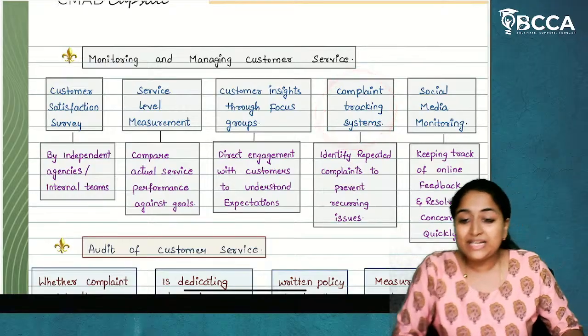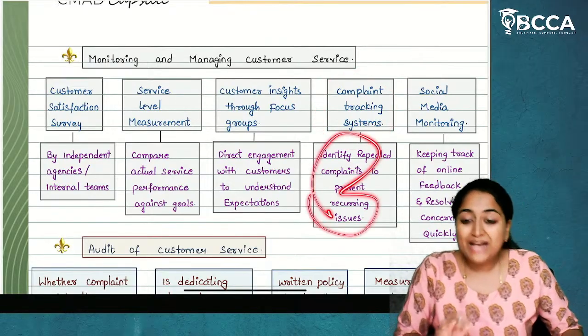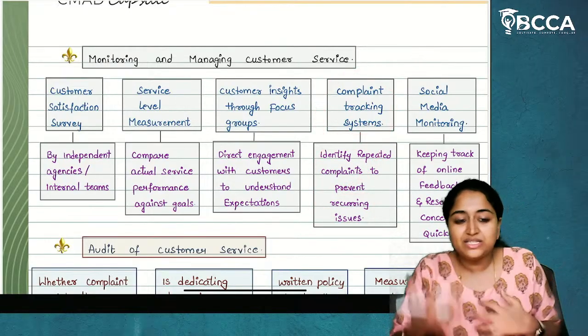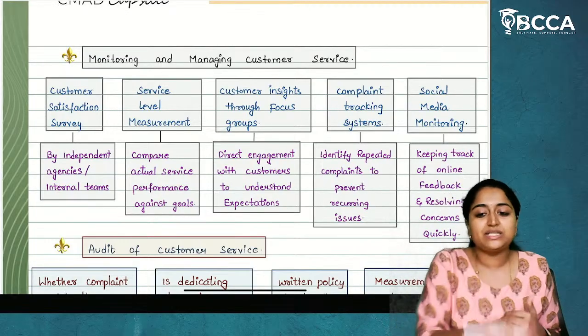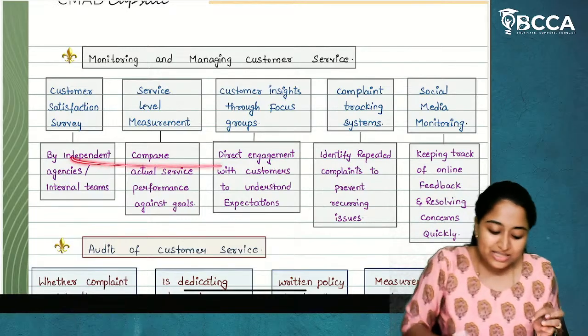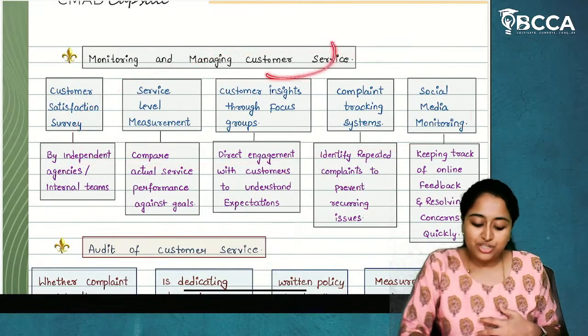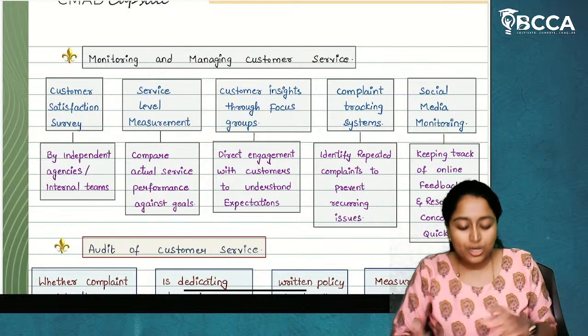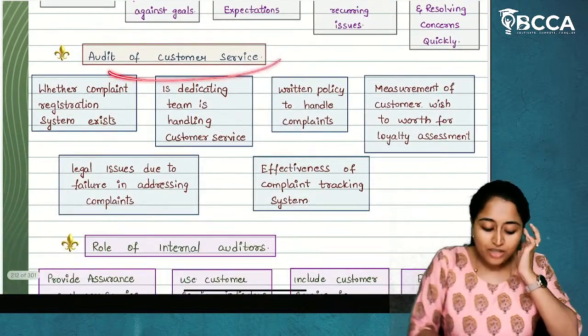Then a complaint tracking system. You will put a tracking system for complaints. Based on receiving of complaints, you will understand how services are being provided, or based on social media monitoring. So these are the methods for monitoring and managing customer service. I hope it's clear. Now, audit of customer service.